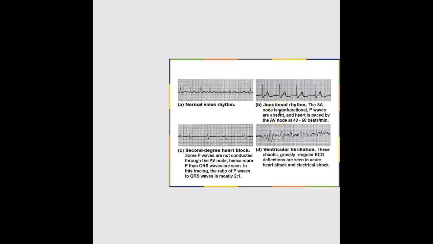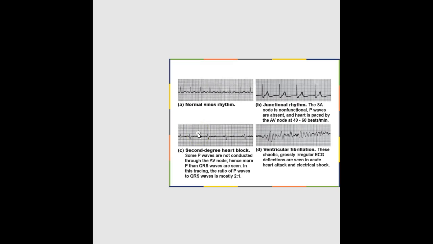Junctional rhythm, here we go. This is going to relate back to what we did. Here is the SA node non-functional. So this is that question, if your atria don't depolarize, and it does say that you're at 40 to 60 beats per minute. So maybe your sympathetic nervous system doesn't take over. But it would if you were exercising, so you would still be able to get your heart rate up.